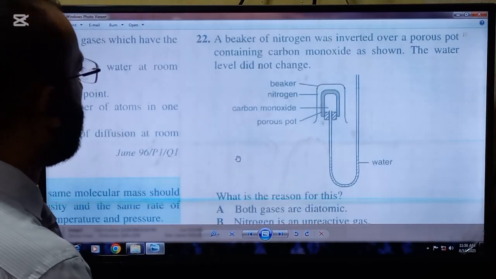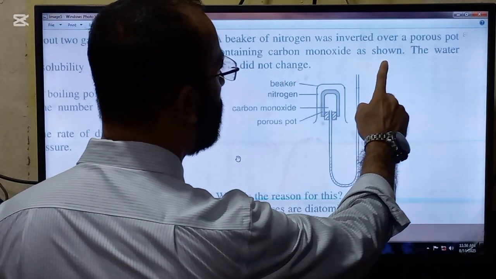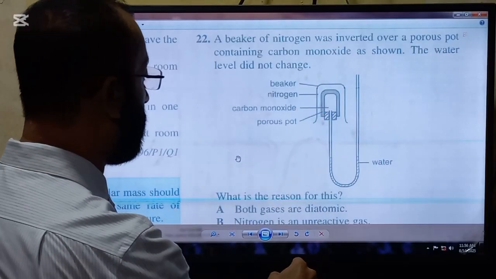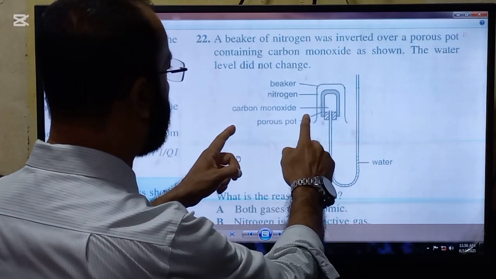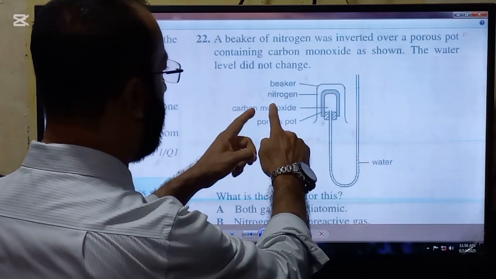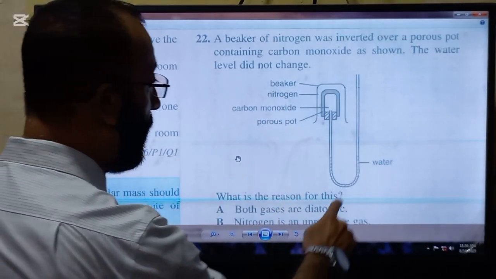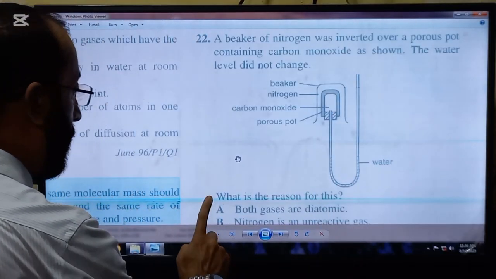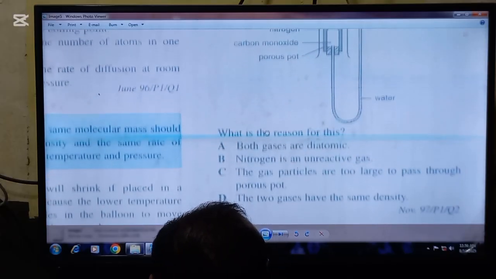Here is another question. The statement of the question is, a beaker of nitrogen was inverted over a porous pot containing carbon monoxide. Here you can see a pot containing the carbon monoxide, and here is a beaker containing the nitrogen gas. The water level did not change. So here is the water level that did not change. And the question is, what is the reason for this?